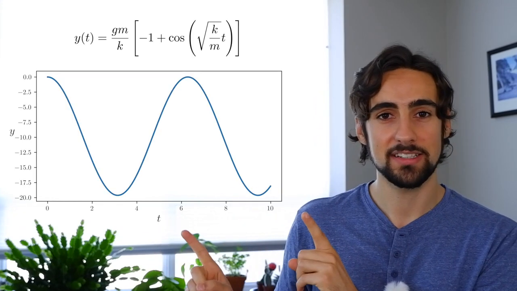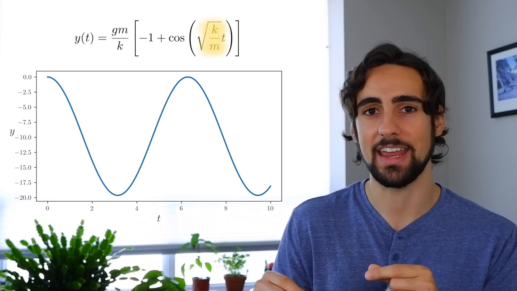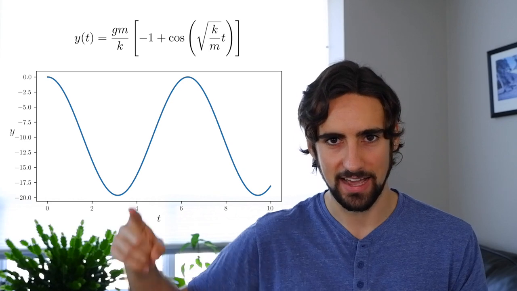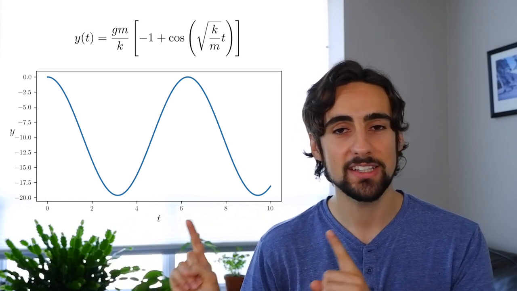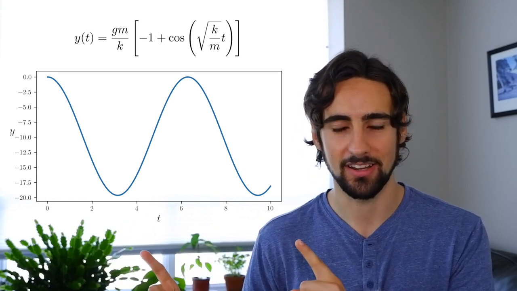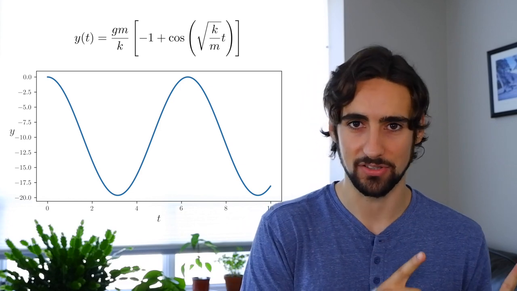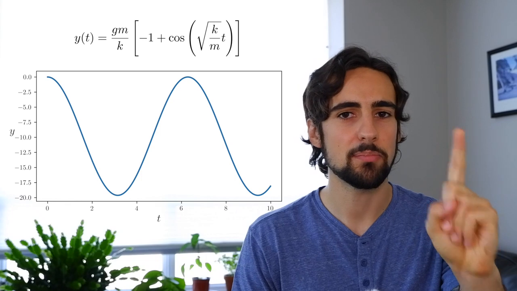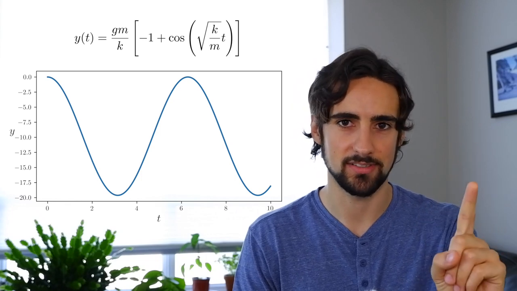But first, this is my exact solution, plotted as a function of time with constants k and m equal to 1. It's an oscillating spring that bounces up and down in time. We are going to use this exact solution to compare our numerical solution to see how well it performs. But there's going to be a pretty big difference between our two solutions.